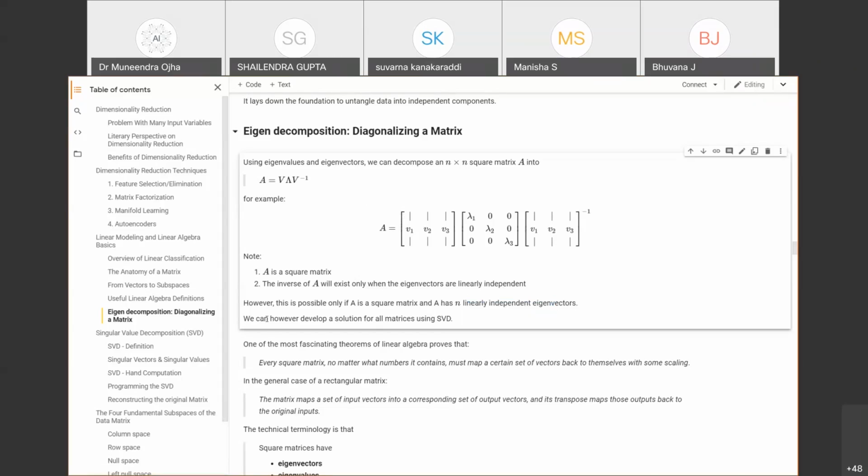However, this limitation is there because we can apply eigen decomposition only on square matrices. What happens if the matrix is not square, it is rectangular in nature? Then in that case, we implement singular value decomposition. Singular value decomposition works on rectangular matrices.